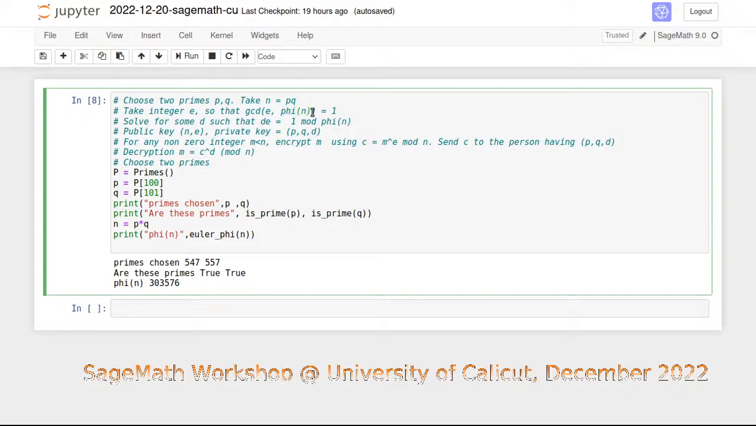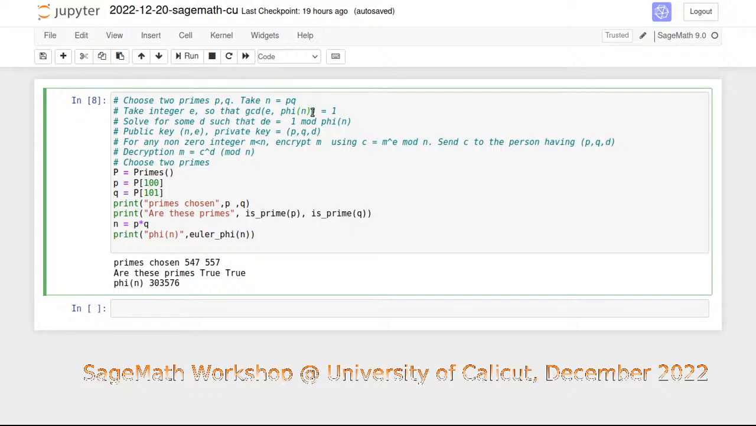Oh, but E we don't know, right? Take an integer E so that E and phi n are relatively prime. So let us do like this. Suppose that we have already found this phi of n to be 303576. Now suppose that we take a prime above phi of n, then definitely that prime is not going to divide it, definitely that prime is going to be relatively prime to this phi of n. So that we can choose as E.